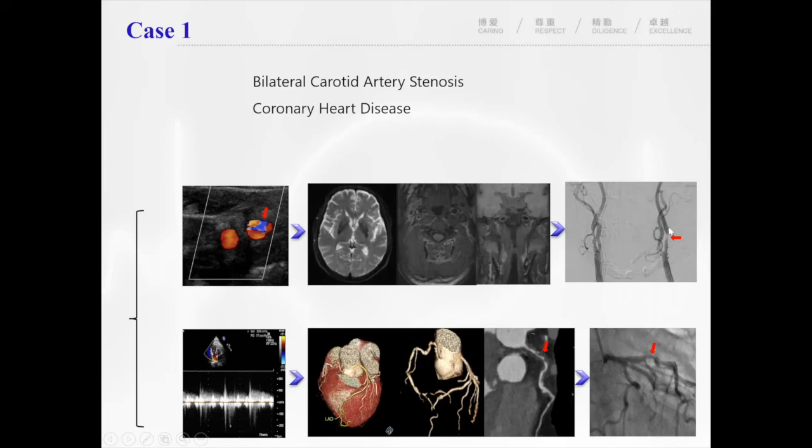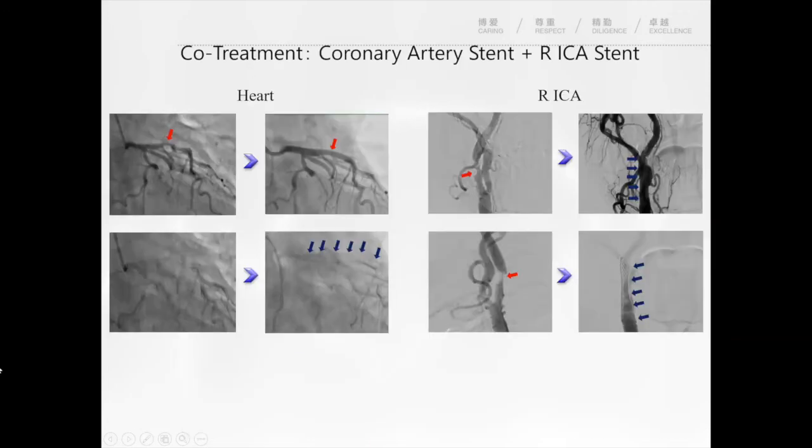Like this patient, there's a carotid artery stenosis, also with a coronary artery stenosis in the heart. So for such kind of patient, with regular treatment, maybe we just send the patient to one department, either neurosurgery or neurology, and then the patient needs to maybe be discharged and go to the heart unit for another treatment. But now, we can do both just one time.